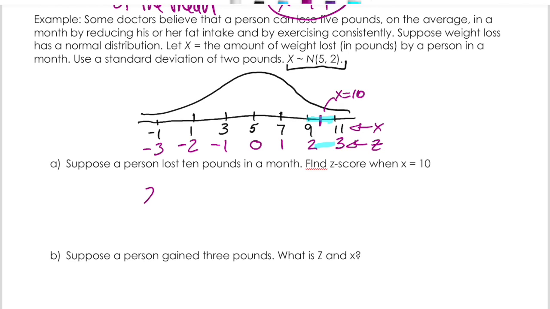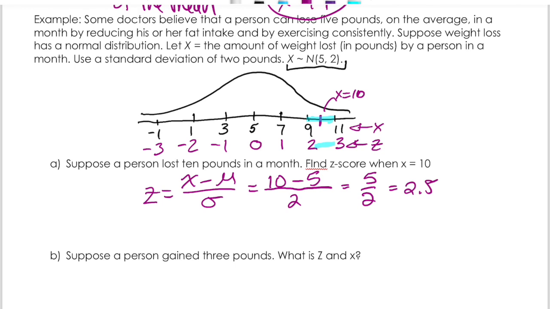So I'm going to use my formula, z is equal to x minus the mean divided by my standard deviation. I'm going to take my x, which is 10. I'm going to subtract my mean, which is 5. And then I'm going to divide by my standard deviation, which is 2. So that gives me 5 over 2, which is 2.5. That's my value of z. So this is telling me that I'm 2.5 standard deviations away from the mean, above or to the right of the mean, which is exactly where we see this on our graph. We can visually check it.